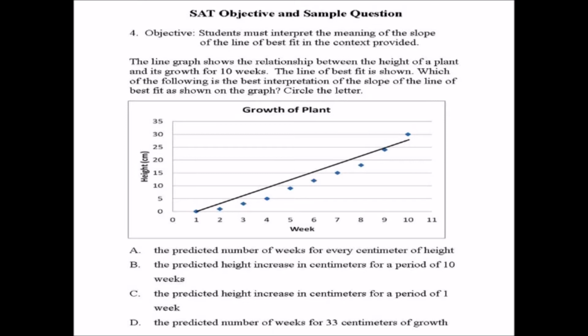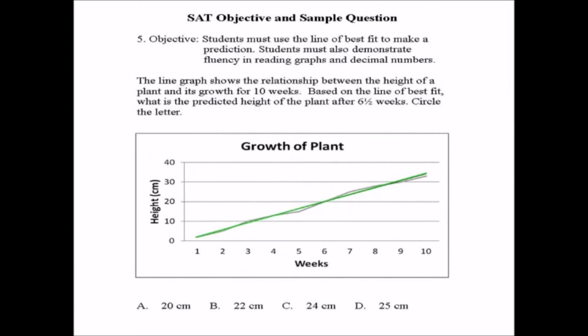Yeah, notice the SAT doesn't play around. You really have to understand concepts in order to work these and apply. Number 5. The time graph shows the relationship between the height of a plant and its growth for 10 weeks based on the line of best fit. What is the predicted height of a plant after 6.5 weeks? Calculate and circle the letter. Okay, and you have A, 20, B, 22, C, 24, D, 25 centimeters. Circle the correct letter.